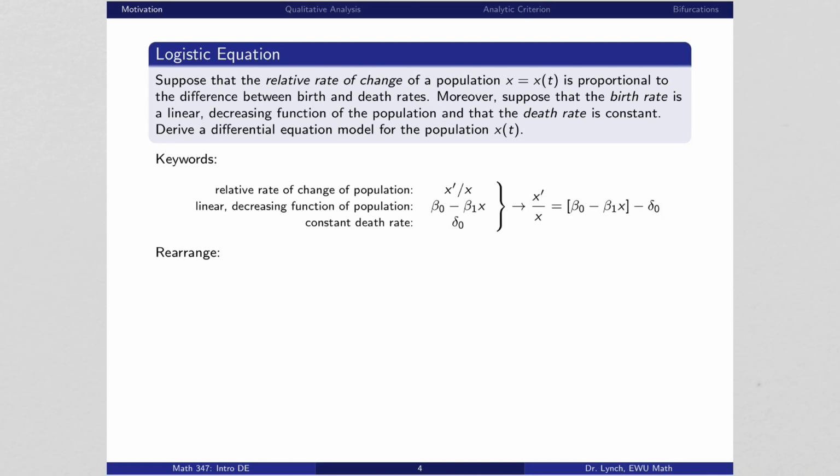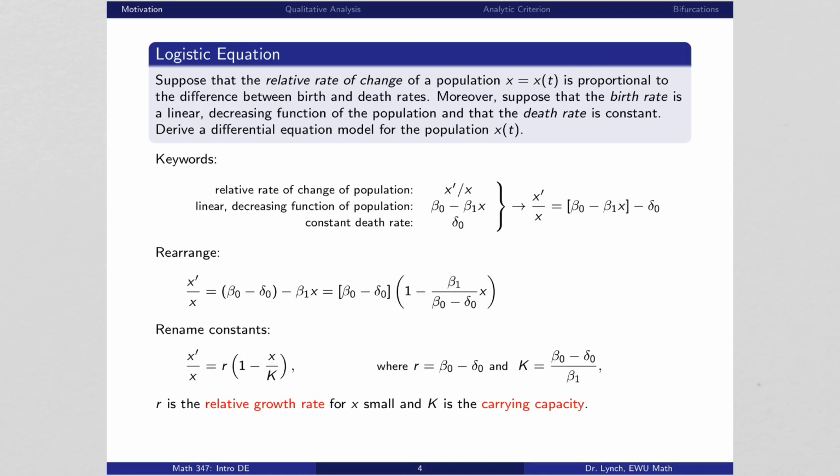So we can take this differential equation for x and rearrange it. It turns out to be convenient first to group the beta naught and delta naught together, factor those out of the equation, and then rename constants. So here I'm going to go ahead and call beta naught minus delta naught r, the relative growth rate, and I'm going to call the constant in front of x actually 1 over that constant. The reciprocal of that constant is k.